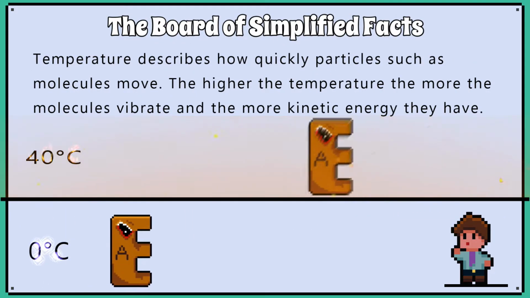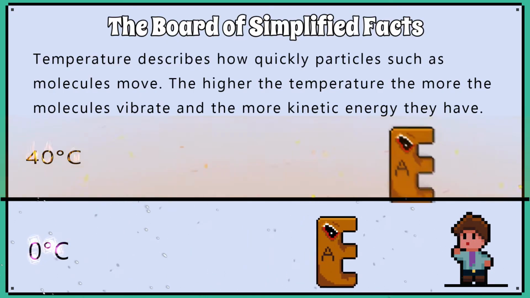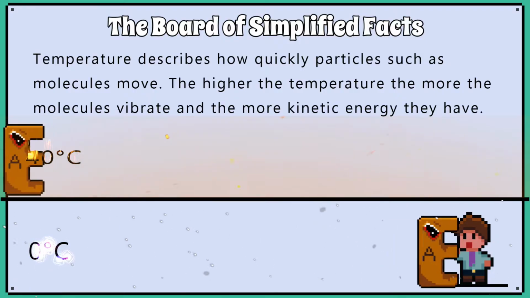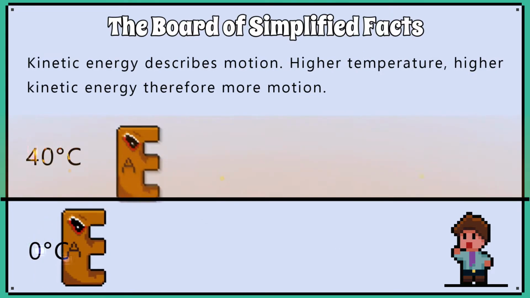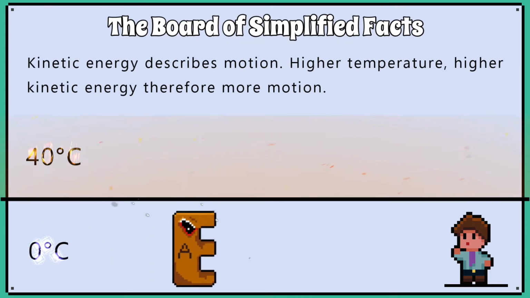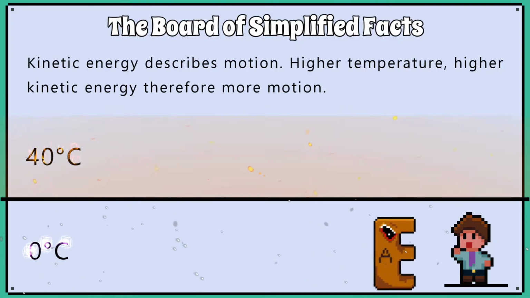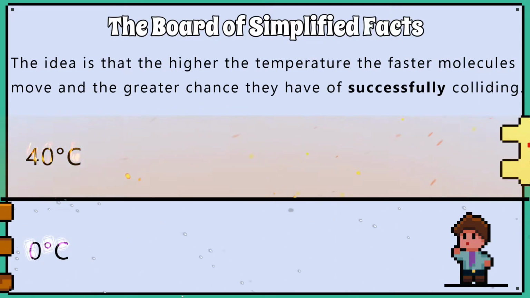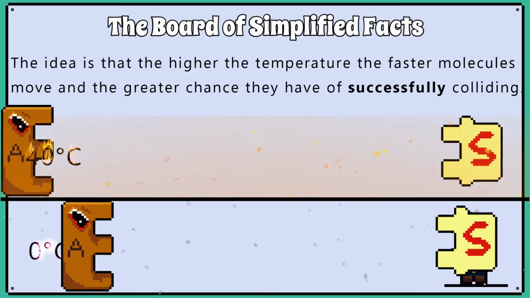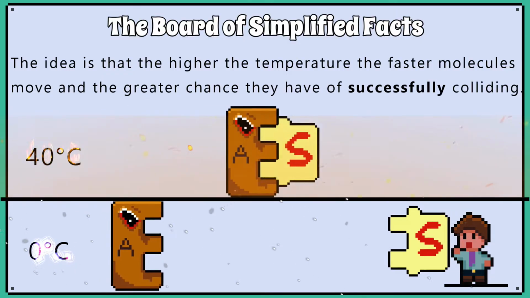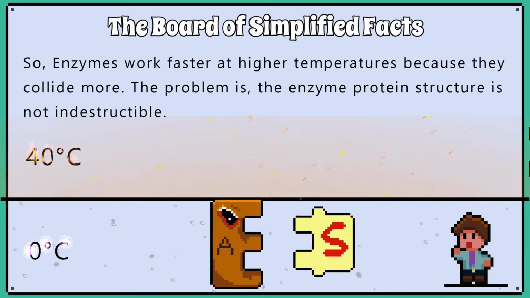Temperature describes how quickly particles, such as molecules, move. The higher the temperature, the more the molecules vibrate, and the more kinetic energy they have. Kinetic energy describes motion in this case. Higher temperature, higher kinetic energy, therefore more motion. The idea is that the higher the temperature, the faster molecules move, and the greater chance they have of colliding. So enzymes work faster at higher temperatures because they collide more.